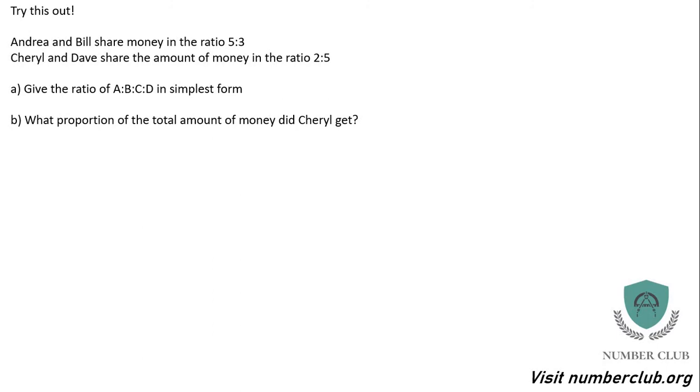All right, moving on. Again, pause the video, give it a crack. So in this case, we've got Andrew and Bill share some money in the ratio of 5 to 3, and Cheryl and Dave share the same amount of money in the ratio of 2 to 5. So Andrew gets 5/8 of 1/2 of the money. Bill gets 3/8 of 1/2 of the money. Cheryl gets 2/7 of 1/2 of the money. And Dave gets 5/7 of 1/2 of the money.